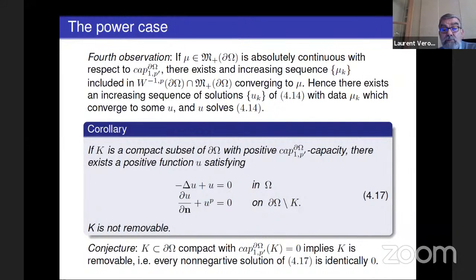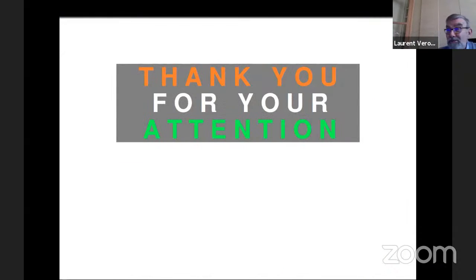And of course, the main problem is to know under what condition it is a necessary condition also. The question, it's a real conjecture, is to know that if you have a set K on ∂Omega with capacity C1,P' of K equal to 0, does it imply that K is removable? That means you have identity. This is not known. And for most of the problems involving a fractional operator or non-local operator, I have the same difficulty. Okay, so thank you for your attention.